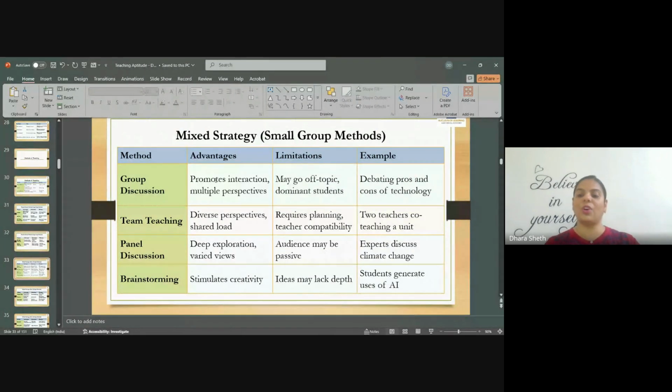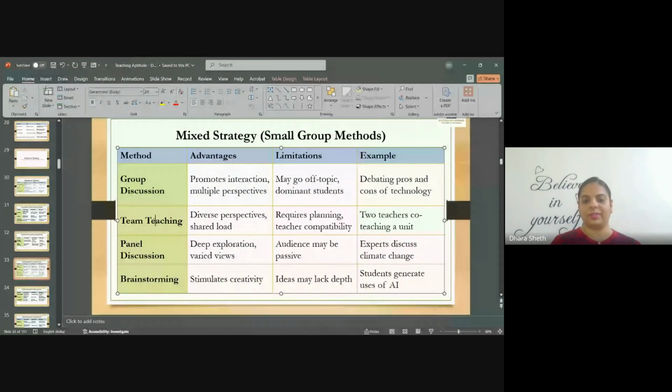Dominant students would not allow other students to speak. That could happen. Like, let's say if I have a class of 60 and I divide them into 2 teams of 30 and 30. Then out of those 30, not everyone is going to get a chance to speak. Probably 5 in each group at the most would be able to speak. Others would be just listening. So these are its limitations. For example, debating pros and cons of technology or anything.